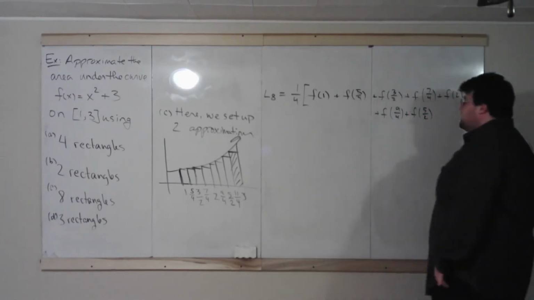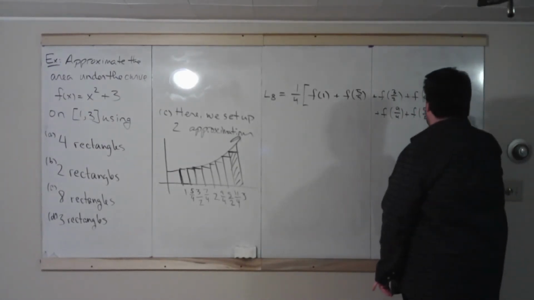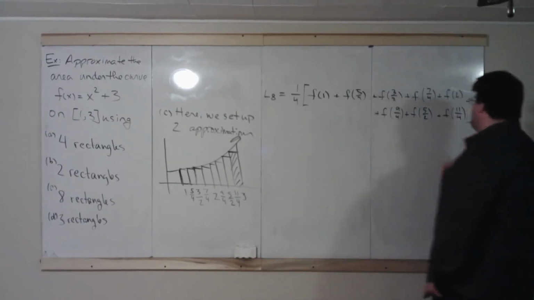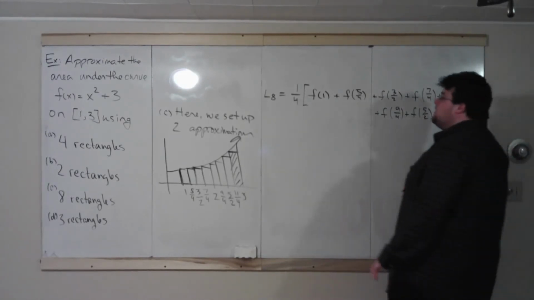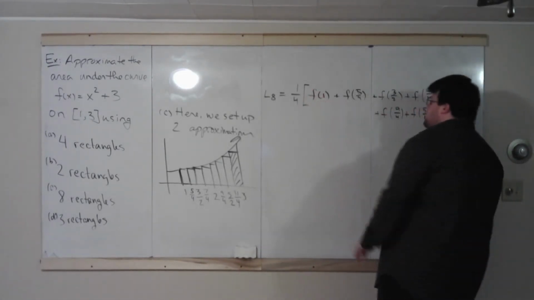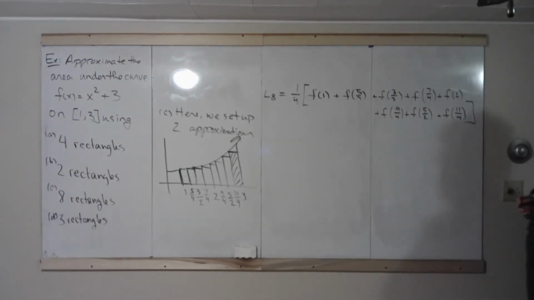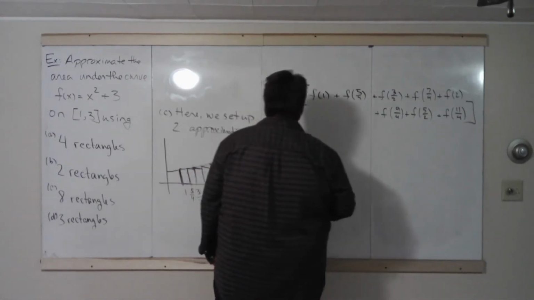In your notes, it would be nice if you could write this all on one line, which I didn't here. And notice here, this does give us a rectangle. A quarter times f of 1, a quarter times f of 5 quarters, and so on. So we factor that out. How about the right-hand approximation?